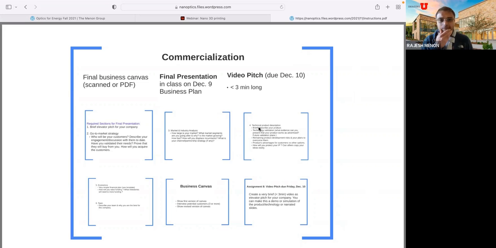What I want to do today is just make sure that you're in good shape to address this commercialization assignment for next week, because we didn't have a lot of time to go through this. I just want to go over the sections. First, have you had a chance to look at the instructions? Have you made any progress on this? What's the status right now?